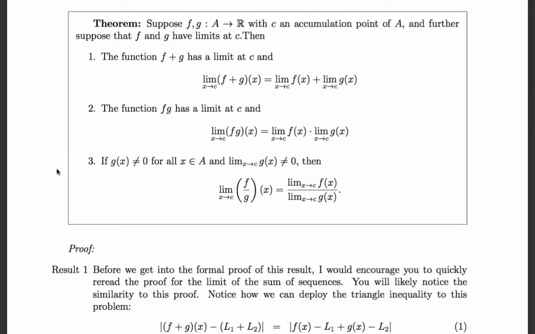So here we have the three results all as one theorem. Suppose f and g map A to R, and c is an accumulation point of A, and that f and g both have limits at c.